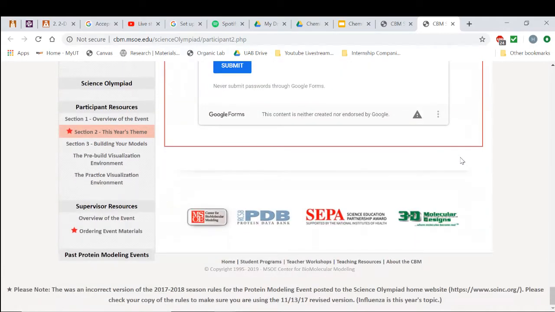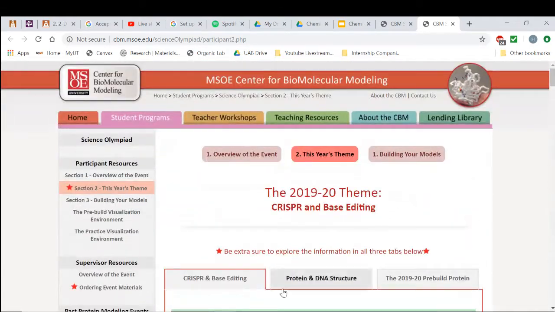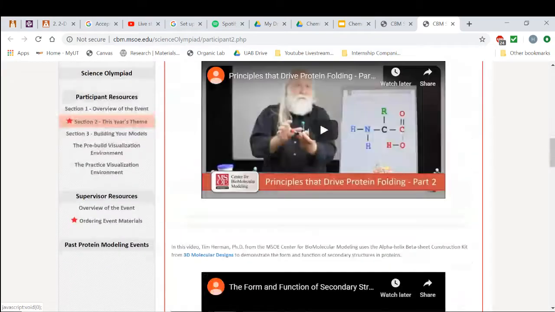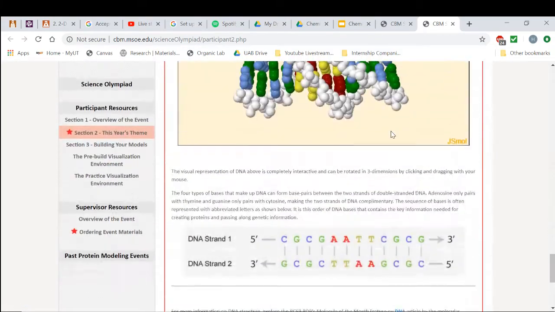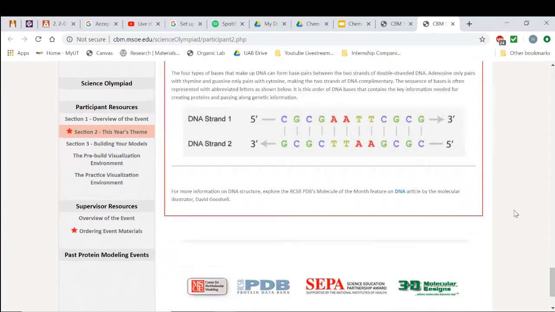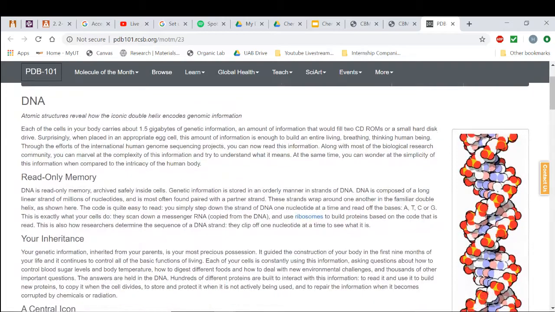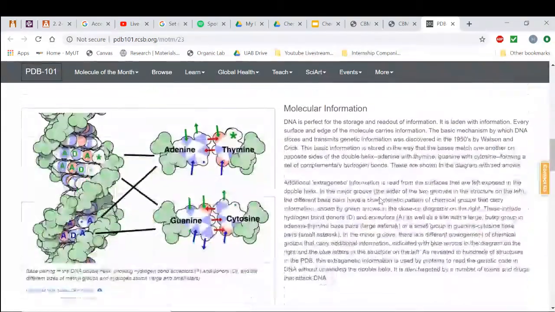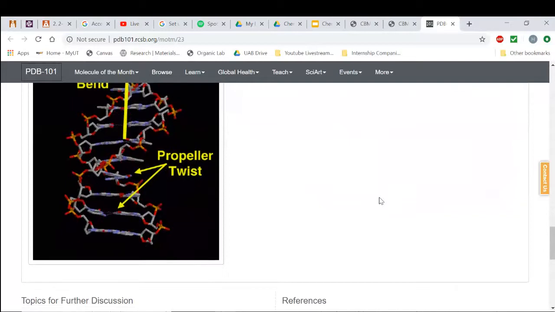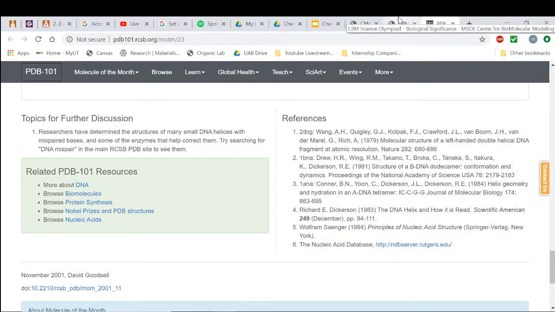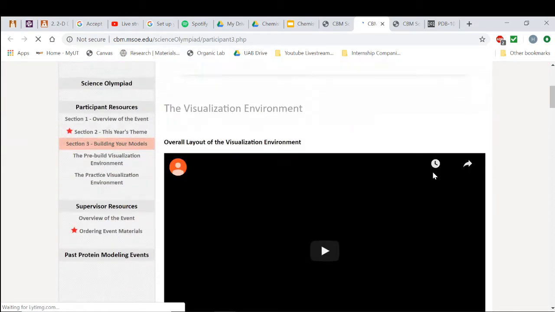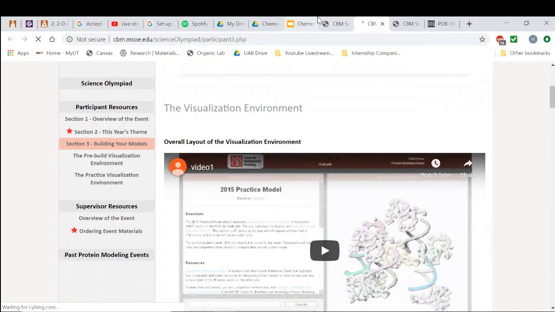They also want you to understand DNA structure. At the very bottom of the second tab, there's this DNA article, which I'd highly recommend to everyone who's doing the event, because MSOE is probably going to take a lot of questions from this. And it's also good to have a general understanding for other test writers who aren't using MSOE's exams. And if you have trouble building the pre-build, they also have instructions on how to build the pre-build and the on-site build as well.